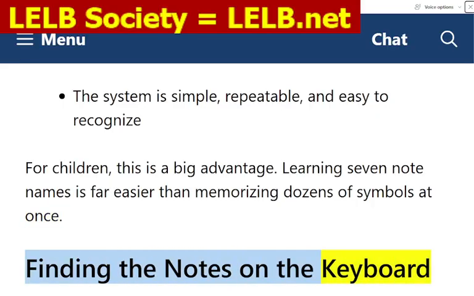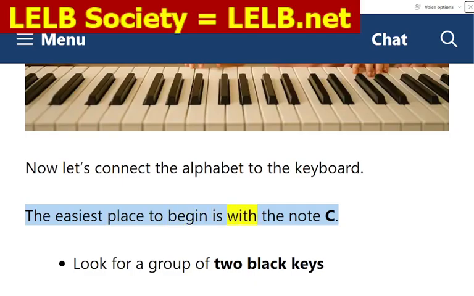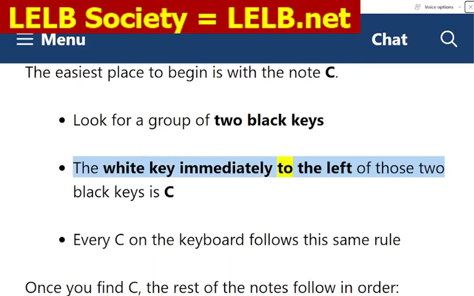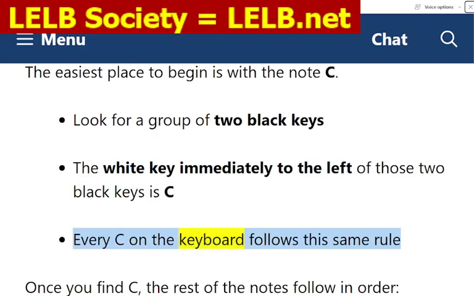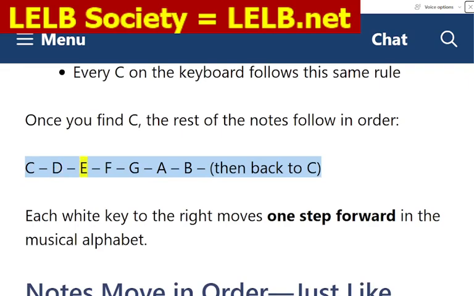Finding the notes on the keyboard. Now let's connect the alphabet to the keyboard. The easiest place to begin is with the note C. Look for a group of 2 black keys. The white key immediately to the left of those 2 black keys is C. Every C on the keyboard follows this same rule. Once you find C, the rest of the notes follow in order. C, D, E, F, G, A, B, then back to C.